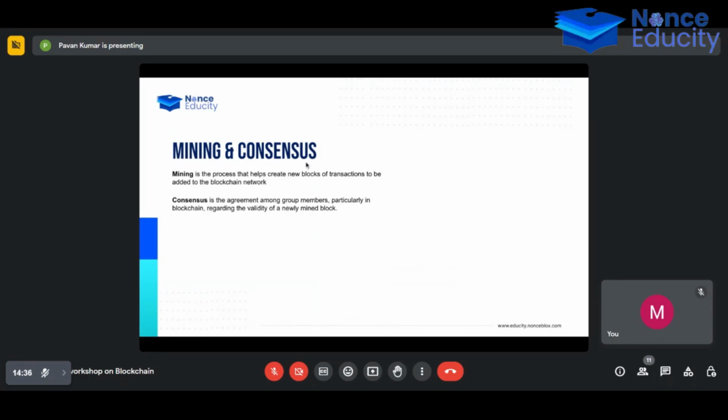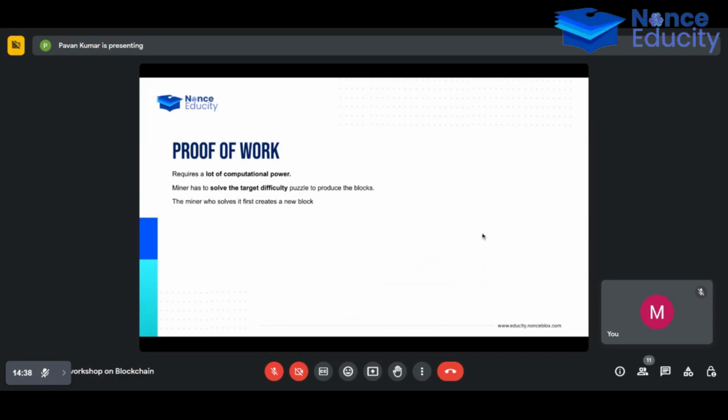Before going into that, do you guys have any questions on mining and consensus? We'll talk about proof of work and proof of stake right now, the consensus approach. But in general, do you guys have any doubts on the consensus and mining? Any doubts? No?